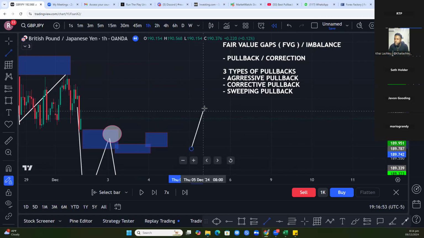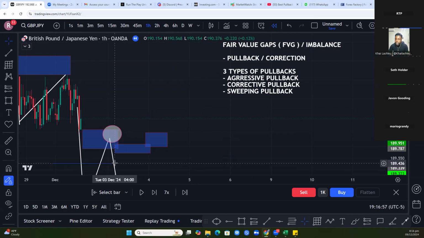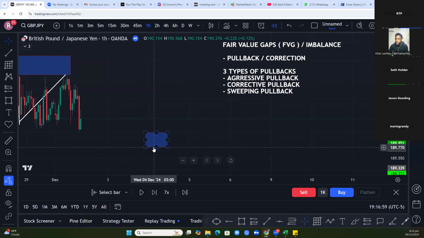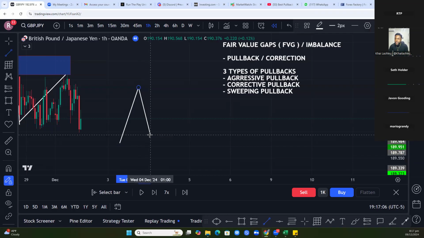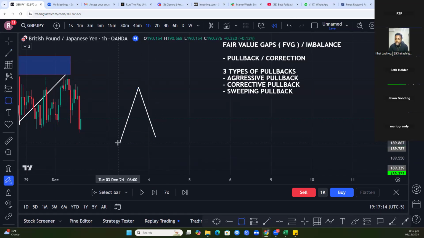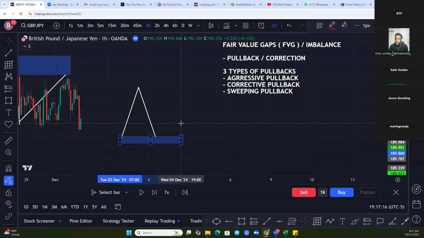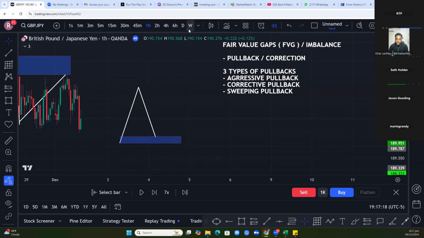So we have aggressive pullbacks. Let me give you examples of them. An aggressive pullback looks like this: you have an impulse up, and then you have a move just like this, bam, back down. So you have an impulse up and it looks like an impulse back down as well. That is an aggressive pullback.